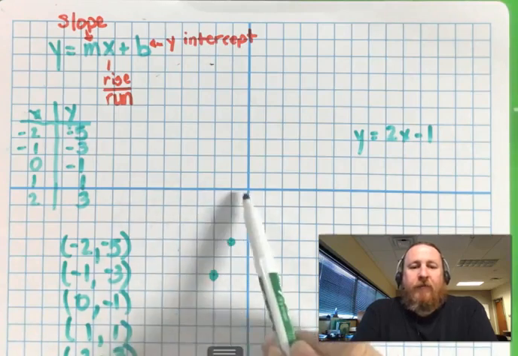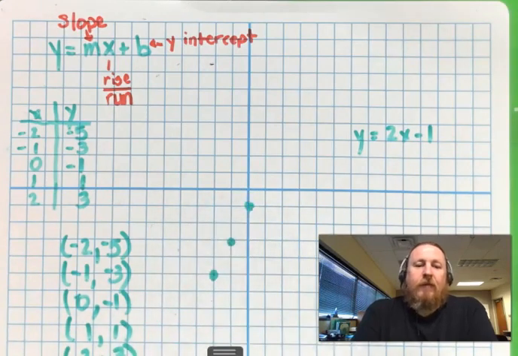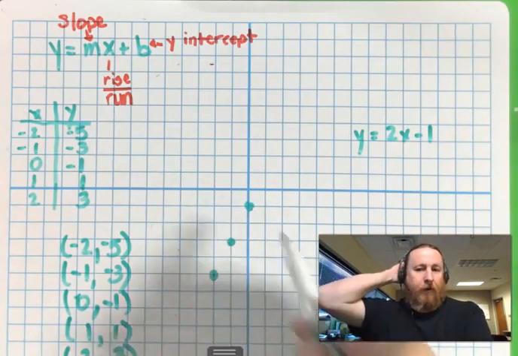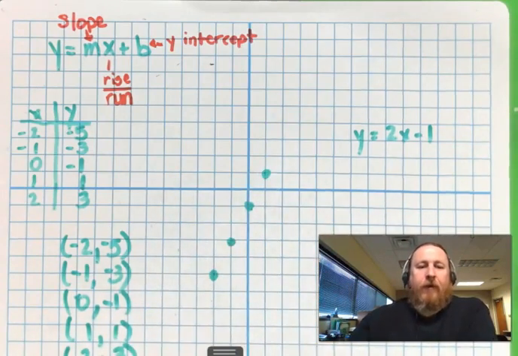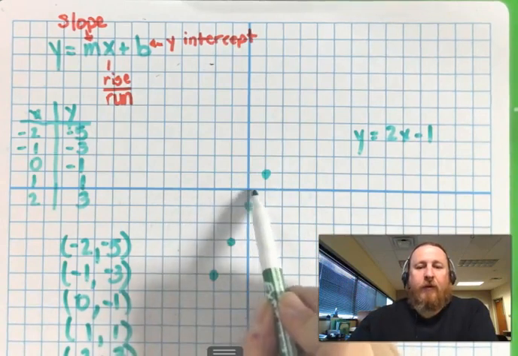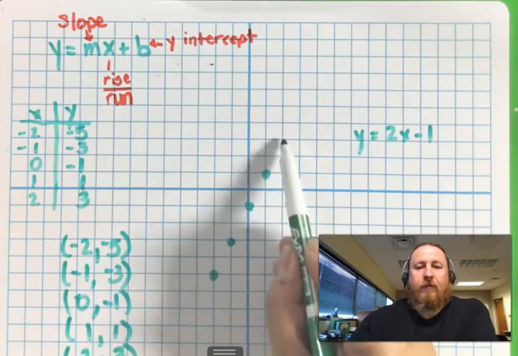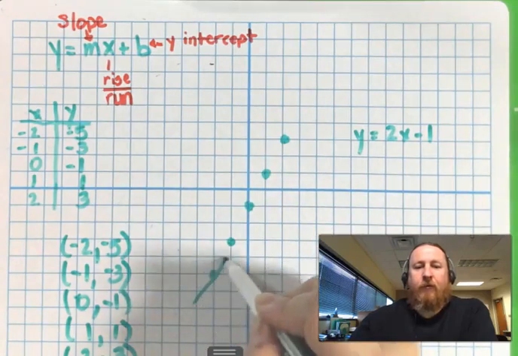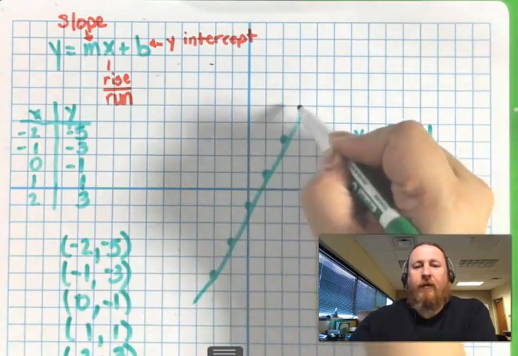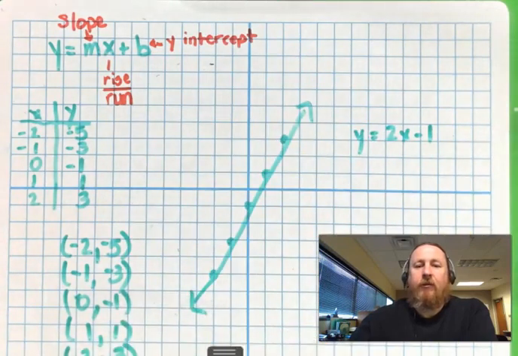Next, we are going to graph 0, -1. Then we're going to graph 1, 1. And our last point is 2, 3. And we can see we have all the points in a row that we may then draw a line through to give us the equation y equals 2x minus 1.